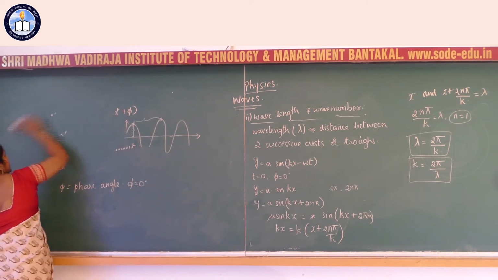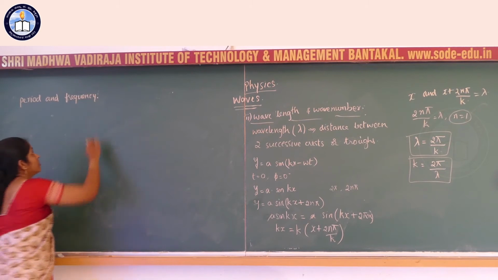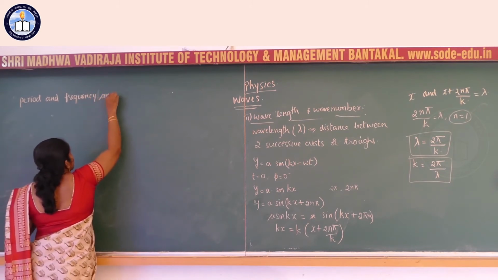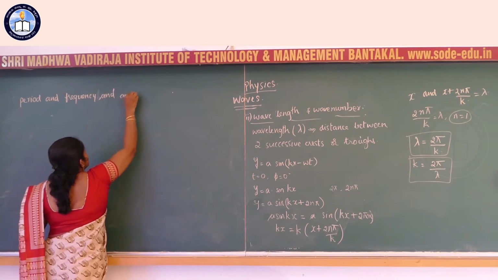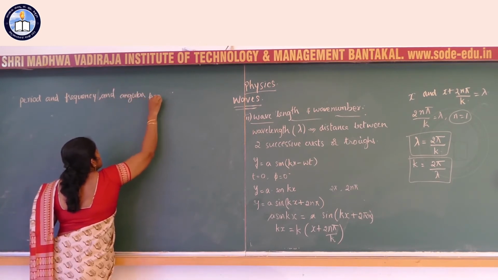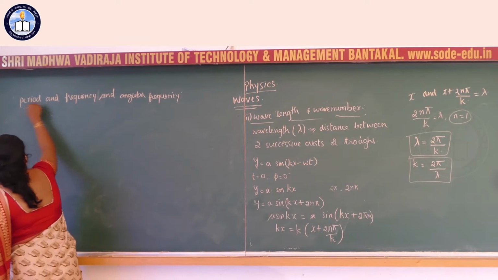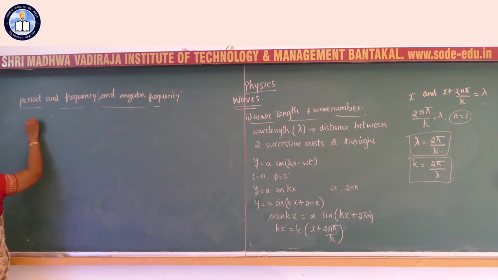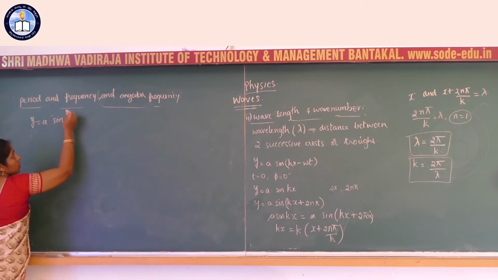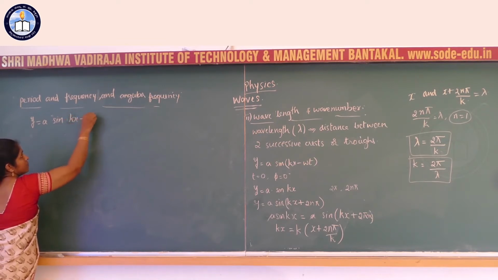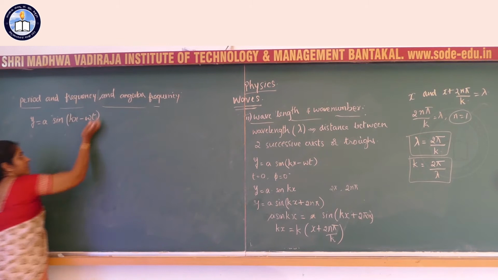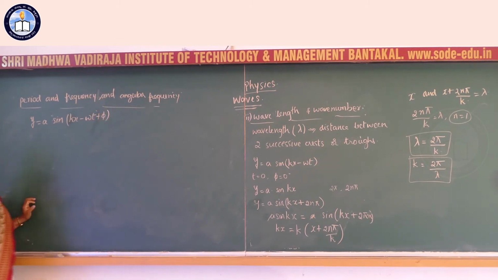Next, let us study period, frequency and angular frequency. To derive the relation between period, frequency and angular frequency, consider the wave equation y = a sin(kx − ωt + φ). Here a is the amplitude of the wave, as before k is the wave number, ω is the angular frequency and φ is the phase angle.